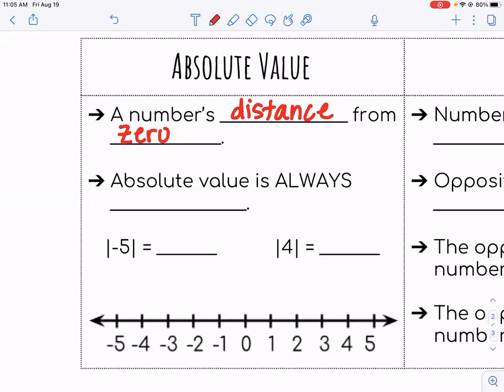Now, when we talk about distance, do you ever say that, like, oh yeah, Lincoln's like -50 miles? No, we don't talk about negative distance. Distance is always positive. Okay. We can say go 50 miles east or 50 miles west. Okay, we can describe it a different way, but distance is always positive. So an absolute value will always be a positive number.